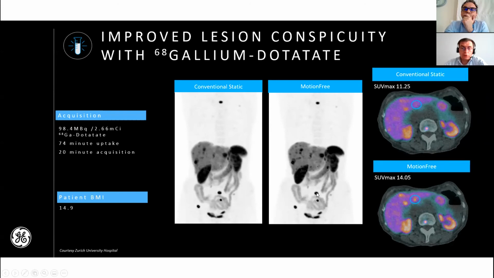And so here, I believe it's worth mentioning that thanks to motion-free, it's far easier to report PET-CT scans. You don't need to spend too much time to think about lesion localizations, lesion conspicuity. Is it noise? Is it a lesion? Everything is far more clear thanks to motion-free.